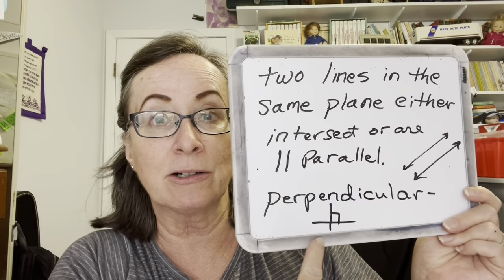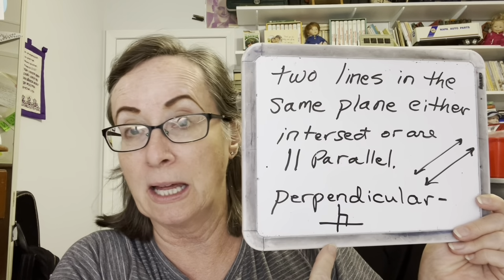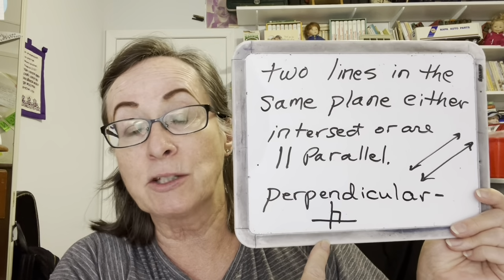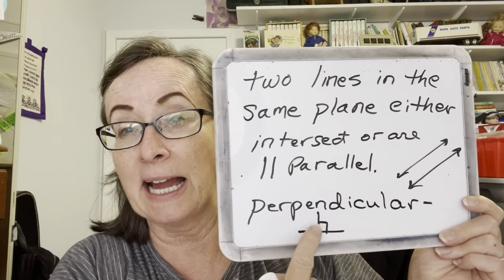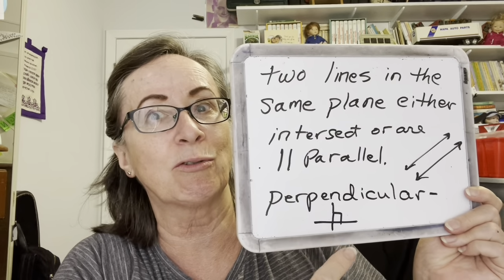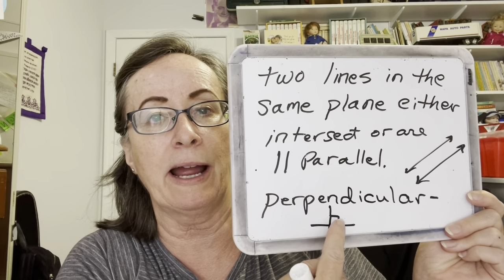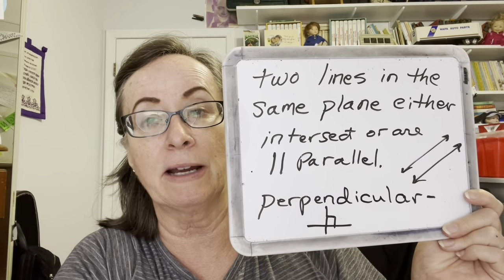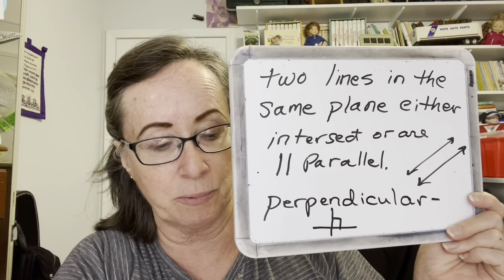Now perpendicular is another term that they're defining for you. And perpendicular is when we have 2 lines that intersect, which means they cross, but they cross with square angles right here. So square is 90 degrees. So they have little 90-degree angles at the crossing points.